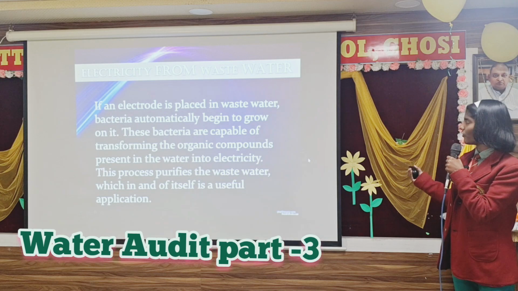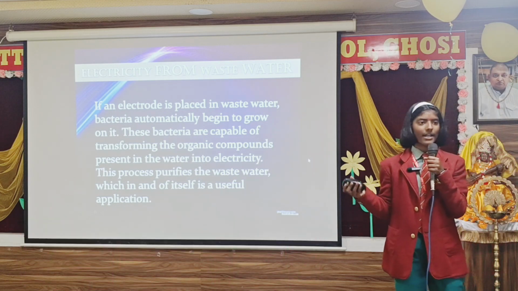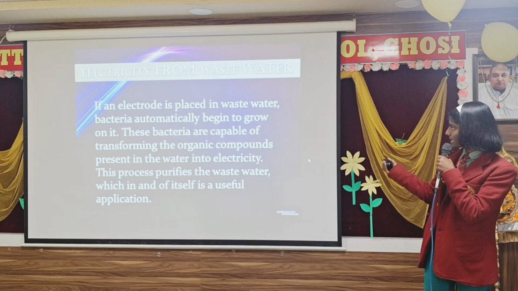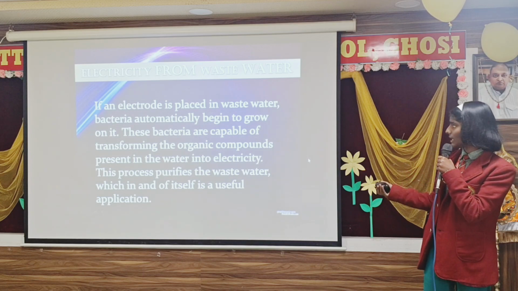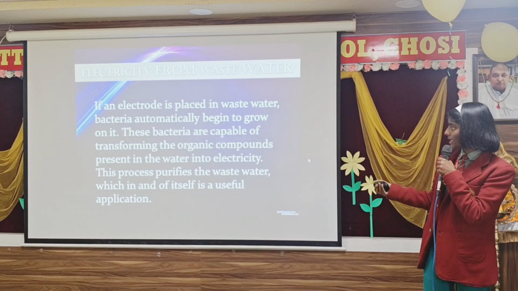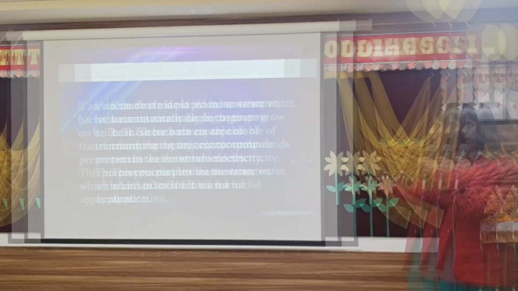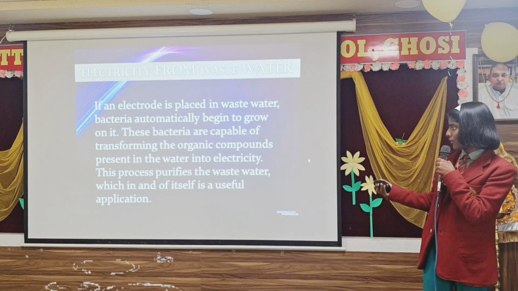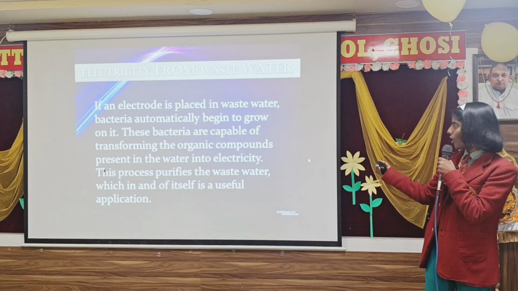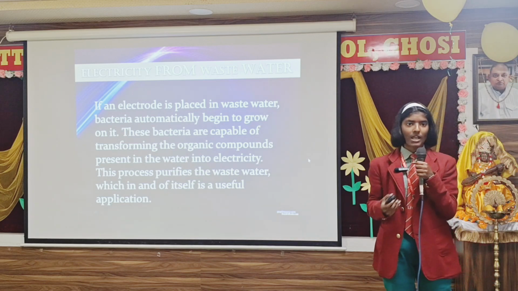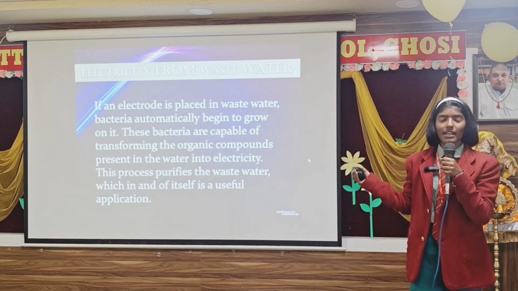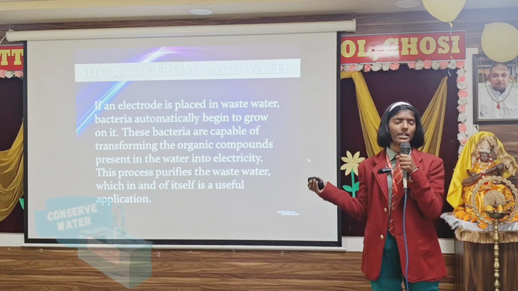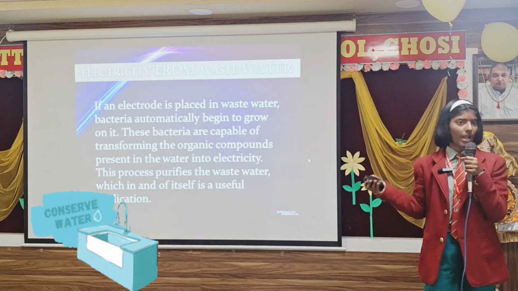That is electricity from wastewater. It gives ideas for the conservation of water. If an electrode is placed in wastewater, bacteria automatically begin to grow on it. These bacteria are capable of transforming the organic compounds present in the water into electricity. This process purifies the wastewater, which in and of itself is a useful application. Now, this is an idea given by it: the electrode can be used to conserve water by converting the bacteria present in the water into electricity.